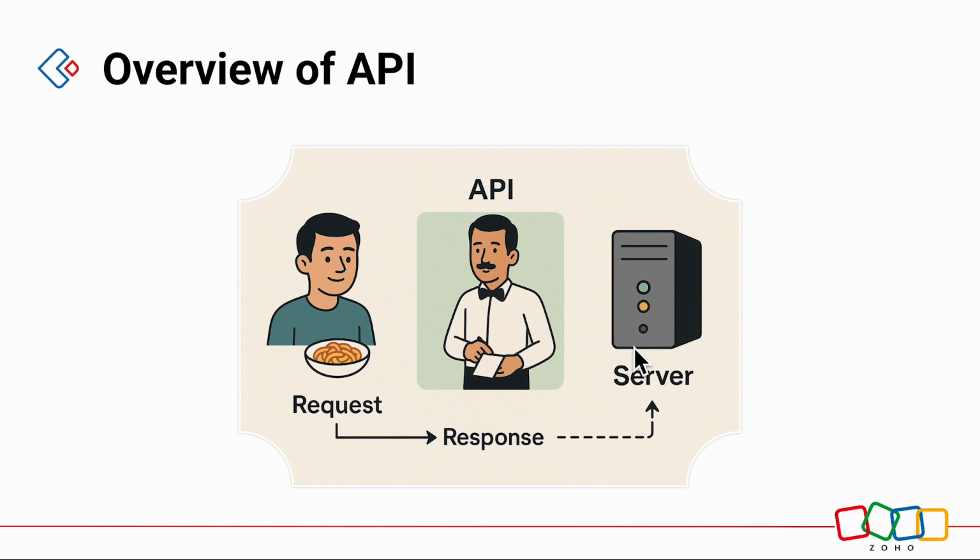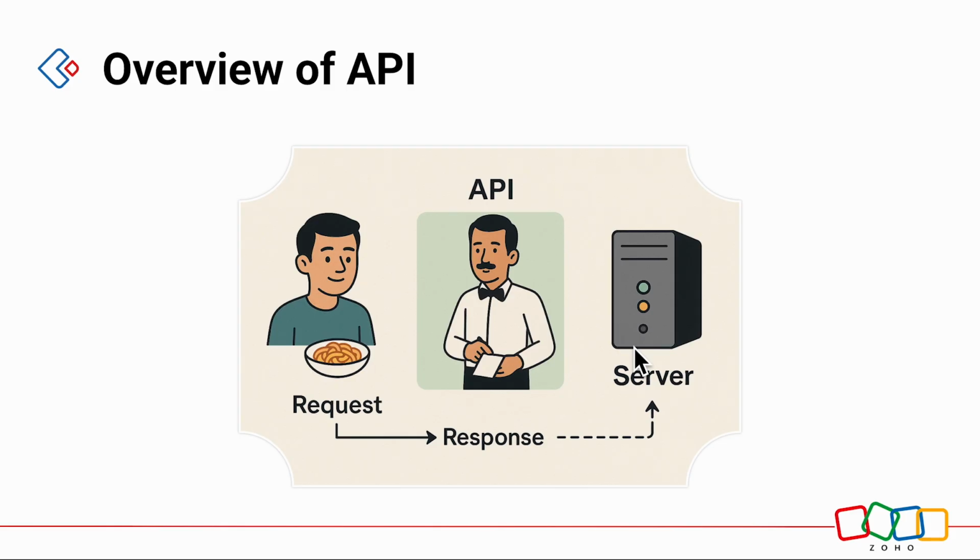Now consider the waiter as your API. You are the user of the Creator application. You want some data from the third party services, so you are sending a request to the API. Now the API will send your request to the third party server. The third party server will process your request and send it back to the API, which in turn will send it back to you. Therefore, the API acts as the messenger between the user and the third party server.